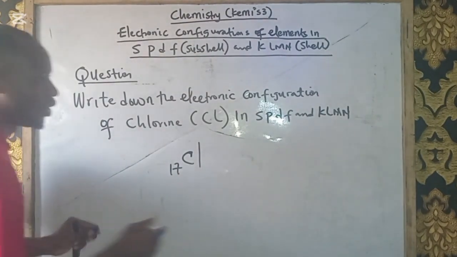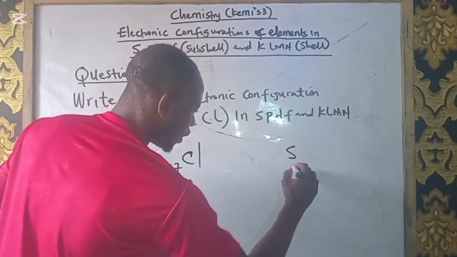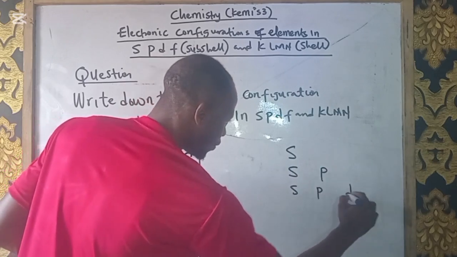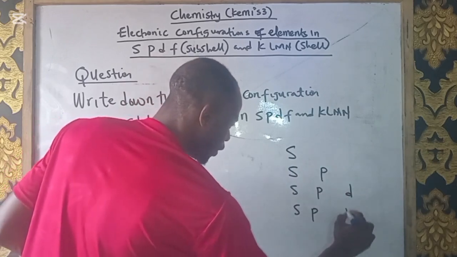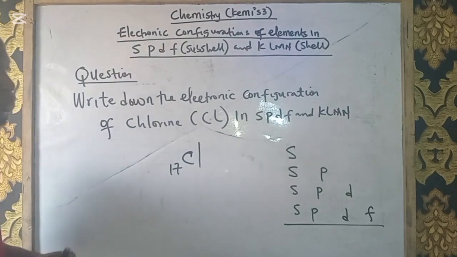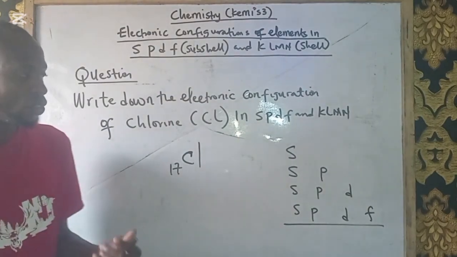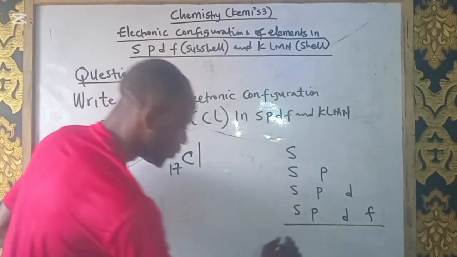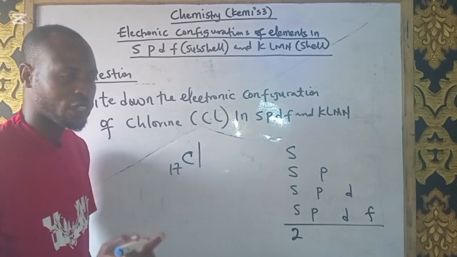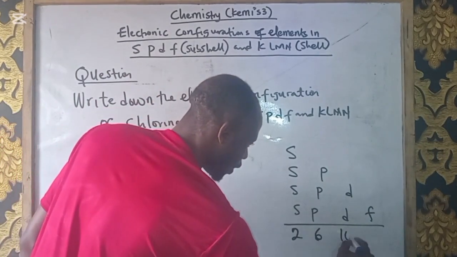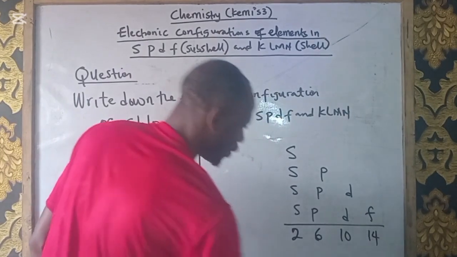Okay. Now, this is what you do. You write down your S, then SP, you have your SPD, and you have your SPDF. All right. So according to the Pauli's exclusion principle or the quantum model theory, S subshells will occupy a maximum of 2 electrons. Don't forget that we have done that in a previous video. While P will occupy what? 6, and this is what, 10, and this is what, 14.